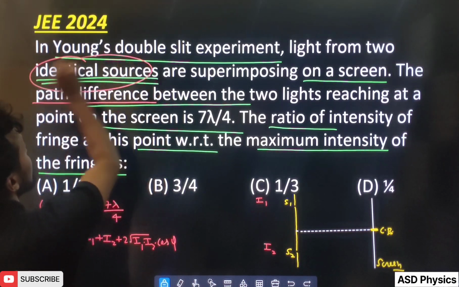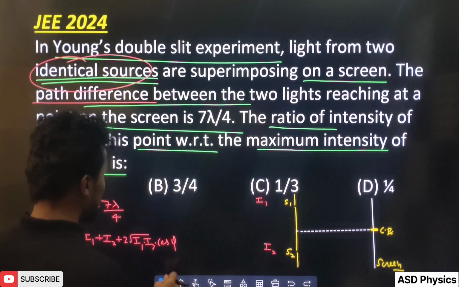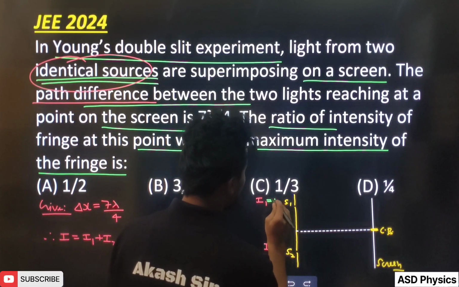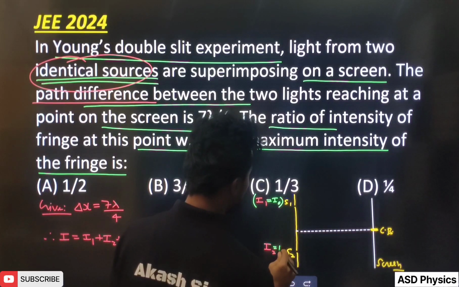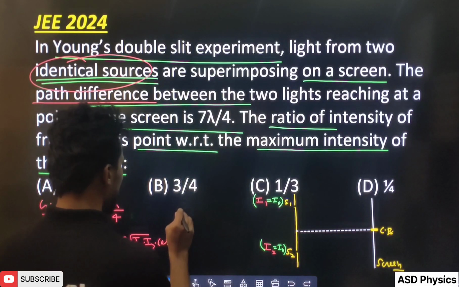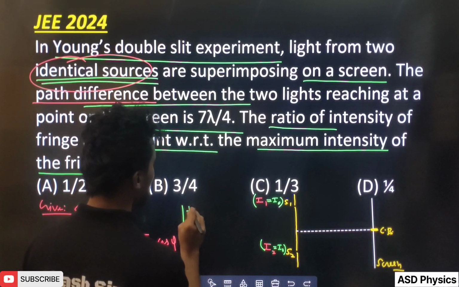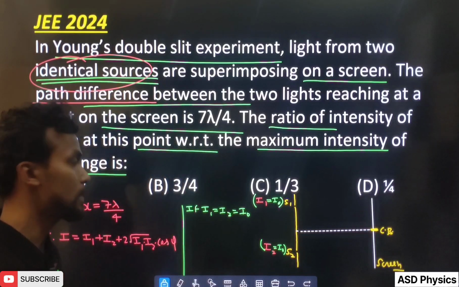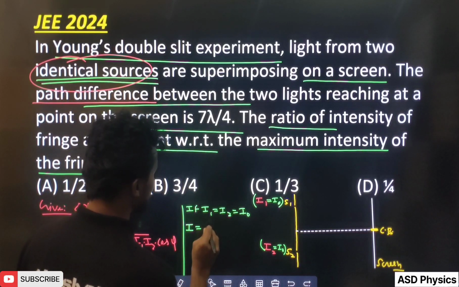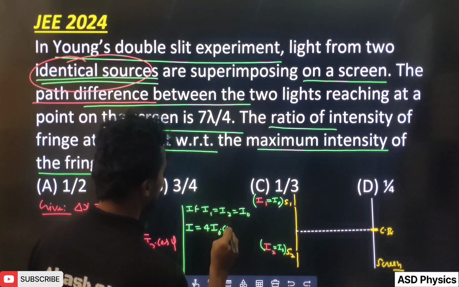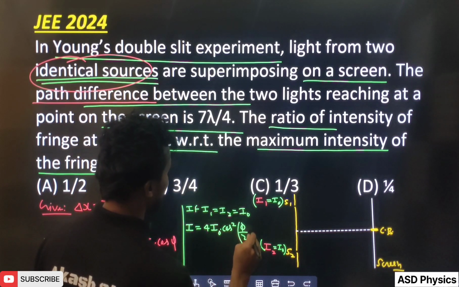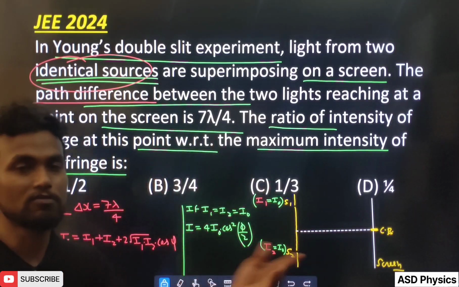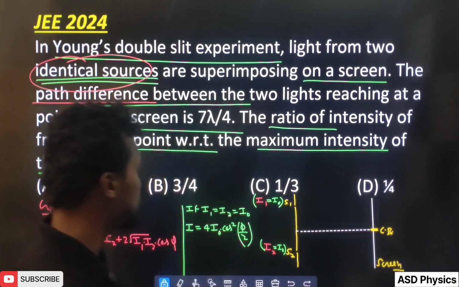But in the question they have told us that identical sources are there. Identical sources means we can write I1 is I0, and I2 is also I0. So if I1 equals I2 equals I0, this intensity formula will become 4 I0 cos square phi by 2. What is phi? Phi is the phase difference. This phi and delta phi are actually the same only. Okay, students, this we have got here.